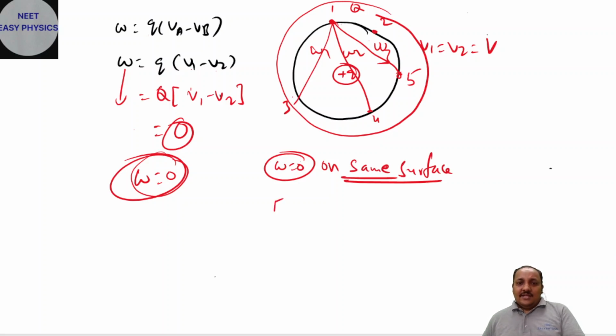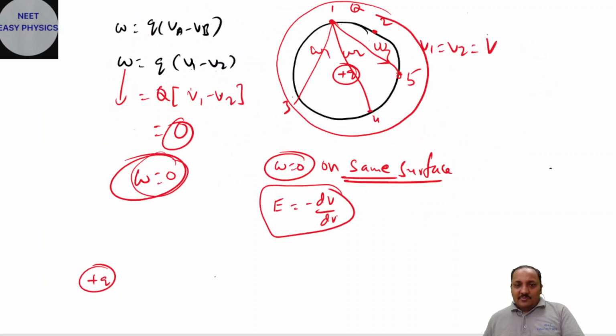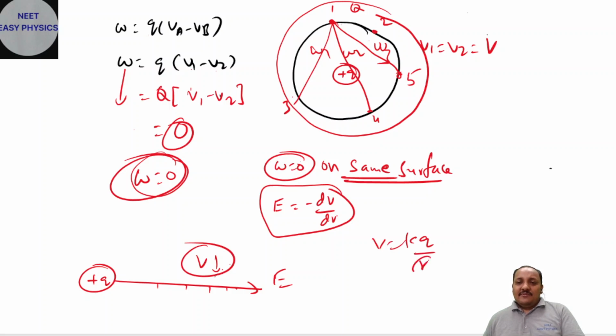Next, another point is electric field intensity is negative potential gradient. Another point you should come to know, in the direction of electric field, potential is going to decrease. So that point also you got. So if you are taking positive charge, if distance increases, potential value decreases. Means in the direction of electric field, potential decreases. So V is equal to KQ by R. From this formula we can say if R increases, V decreases. So in the direction of electric field, potential value decreases.